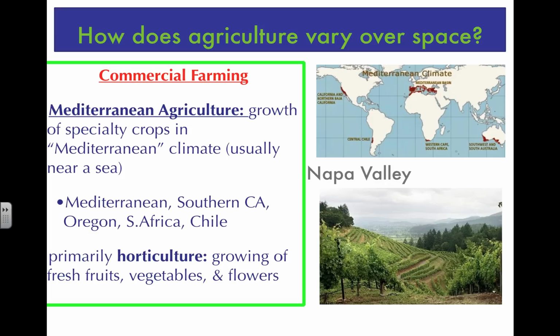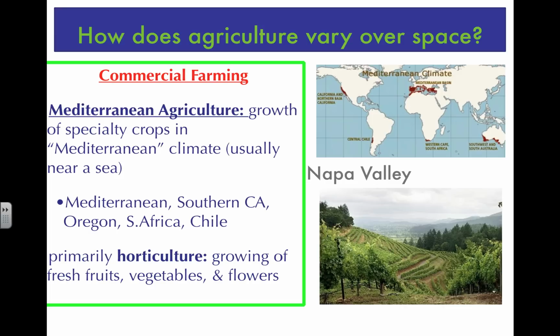So these specialty crops are particularly special in that they are unique or depend upon an environment that is beneficial to be close to the sea. And we'll talk about what those specifically are. Some of the areas of the world where we find that are the Mediterranean, Southern California, Oregon, South Africa, and Chile. This is primarily the growth of horticulture, which is the growing of fresh fruits, vegetables, and flowers.